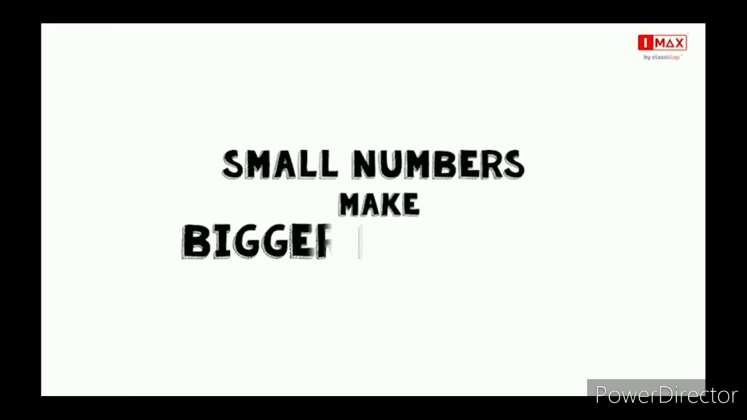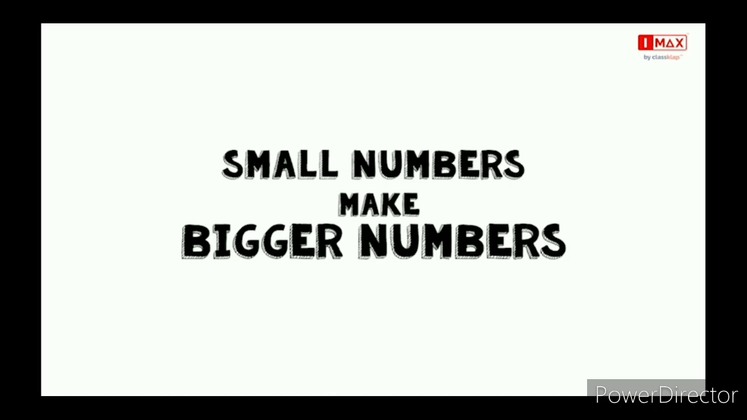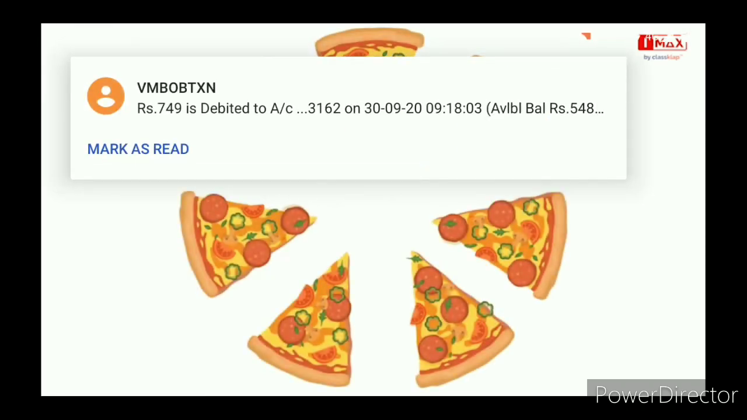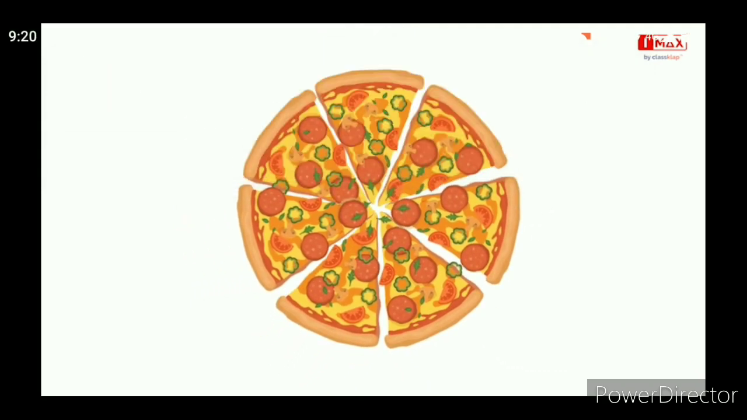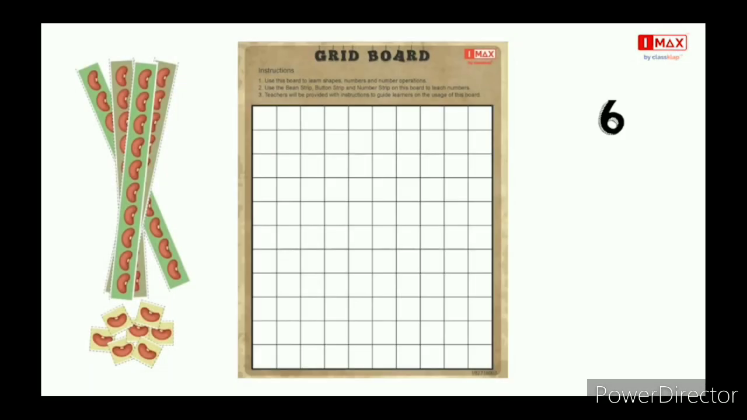We already know that small numbers make up bigger numbers. Factors are small groups of numbers which make up big numbers. Let's see how we can find out factors of a number by using some examples. Let us take the number 6 for our example. We will use the IMAX bean strips to form the number 6.